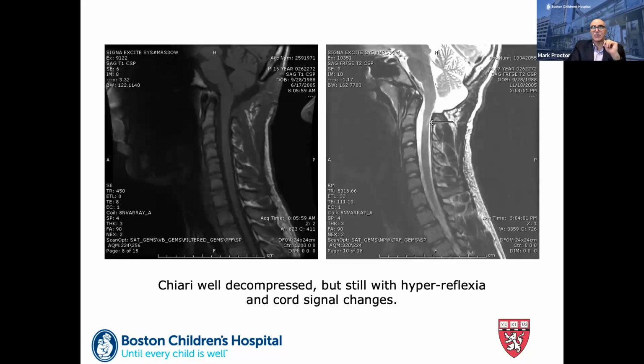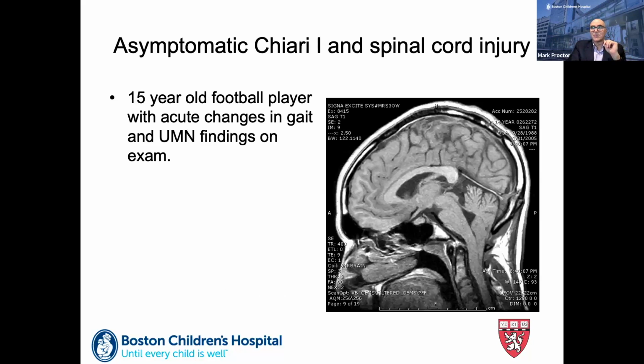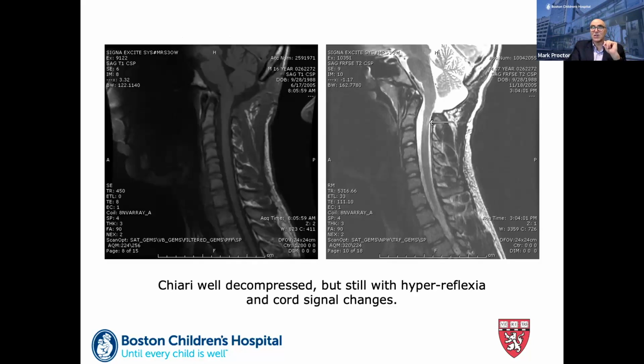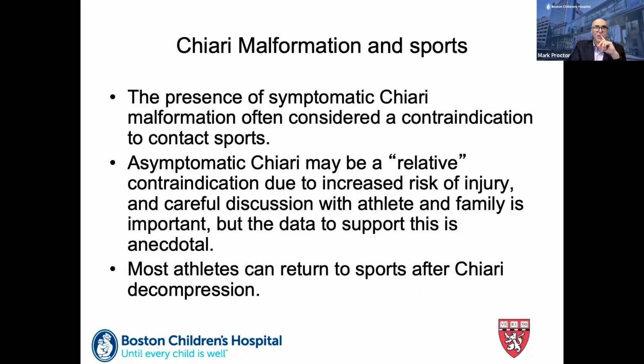Here you could see after the surgery. So it went from this, we take off some bone in the back of the skull and the first vertebrae. This is what it looks like after. And he remained with some brisk reflexes, and that just means when you do a knee jerk, it jerks pretty quickly. But overall he did great and actually even got back to playing football.